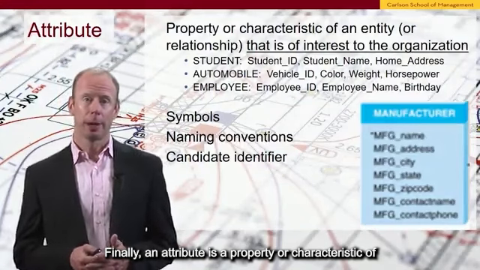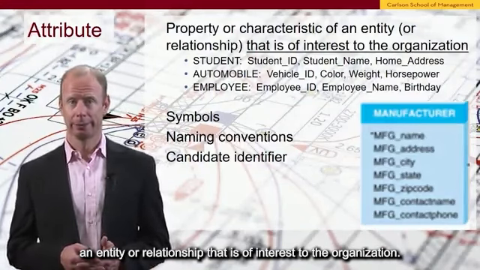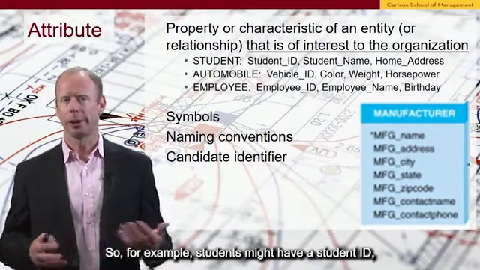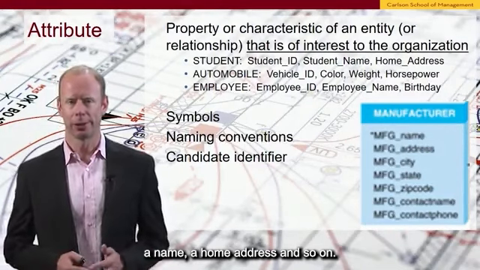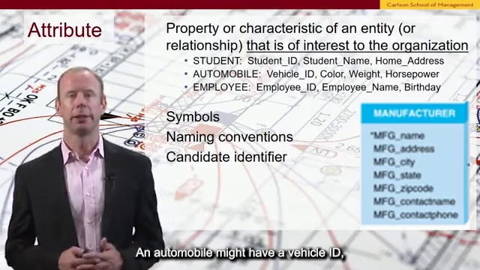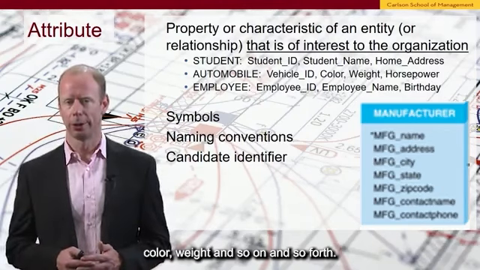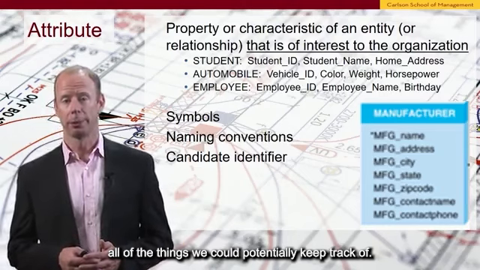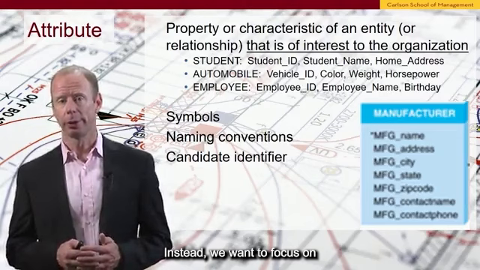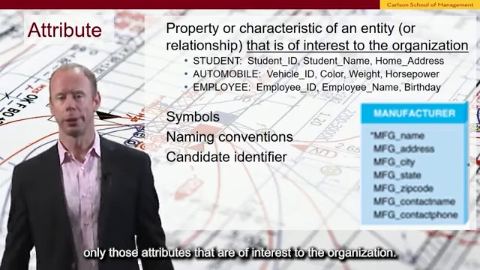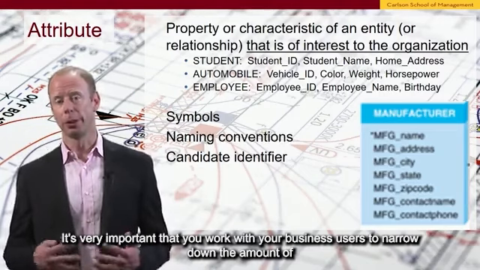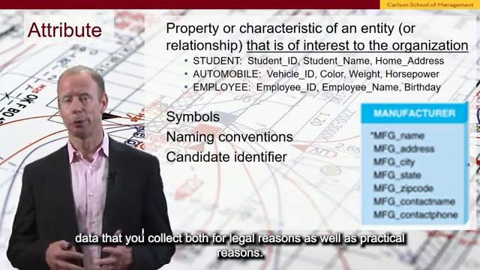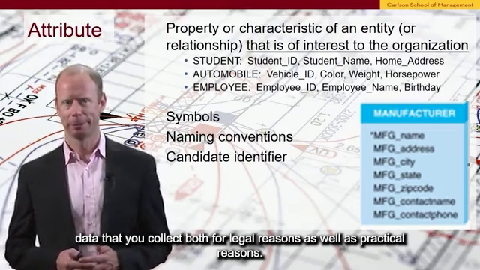Finally, an attribute is a property or characteristic of an entity or relationship that is of interest to the organization. So for example, students might have a student ID, a name, a home address, and so on. An automobile might have a vehicle ID, color, weight, and so on and so forth. Now, it's important that we not just brainstorm all of the things we could potentially keep track of. Instead, we want to focus on only those attributes that are of interest to the organization. It's very important that you work with your business users to narrow down the amount of data that you collect, both for legal reasons as well as practical reasons.